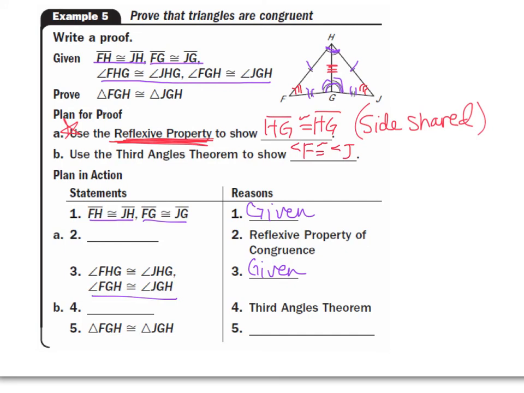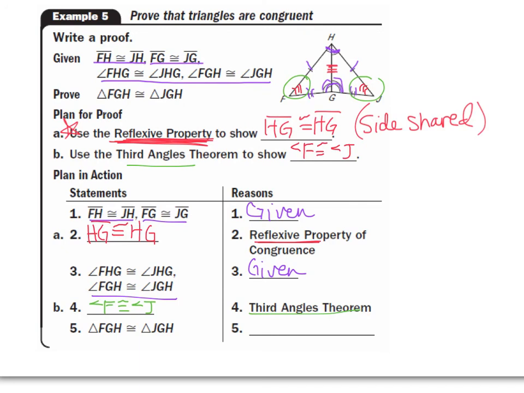So in our proof, the reflexive property is already set up over here, so that's the side that it shares. So HG is congruent to HG. And then they gave us the reason again for our third angles theorem, and that was for this missing angle that we didn't already have from our other two angles. So we would put angle F is congruent to angle J. That one might be a little bit trickier. You're probably not going to see that as often that we're going to be writing it.